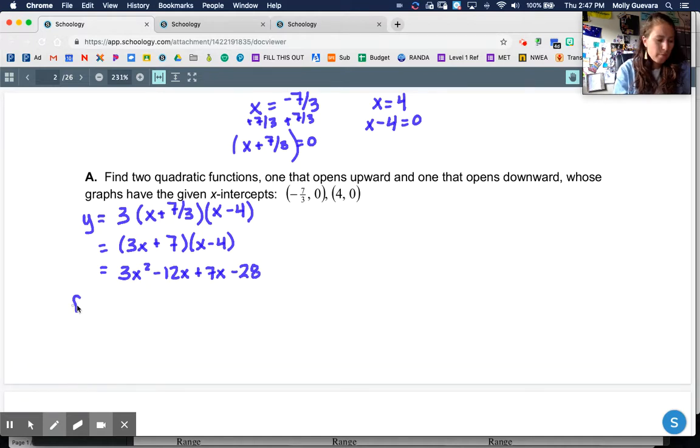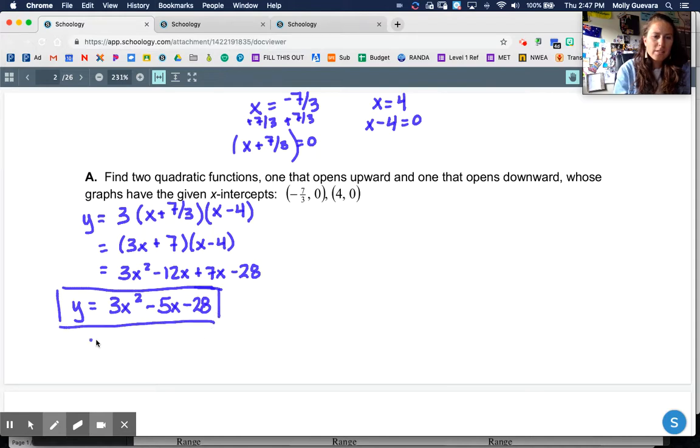And I'm going to combine my like terms. And it used y, so let's stick with y. I get y is equal to 3x squared minus 5x minus 28. And this is the one that opens upward, right? Because the 3 is positive.